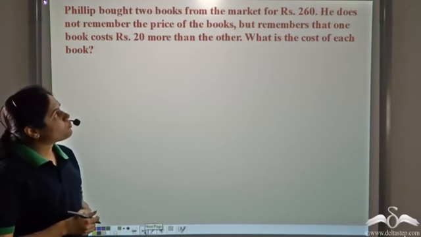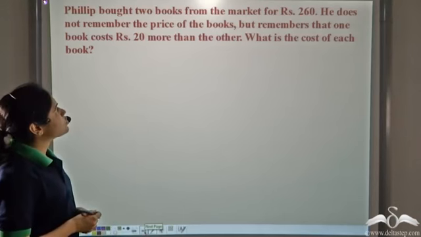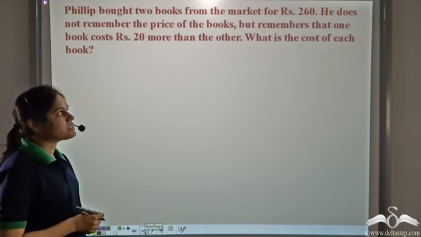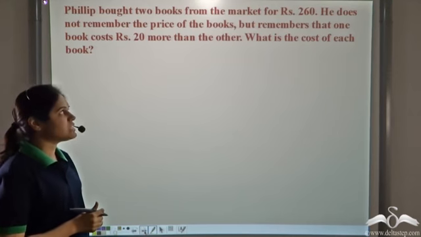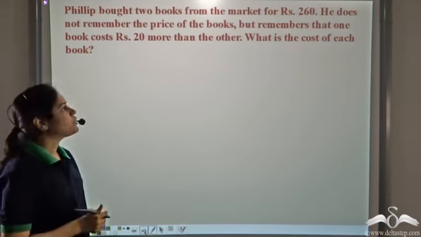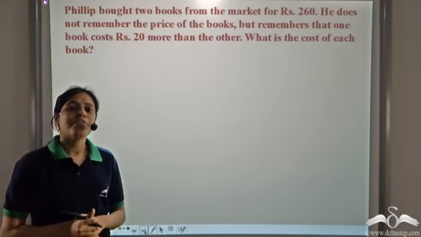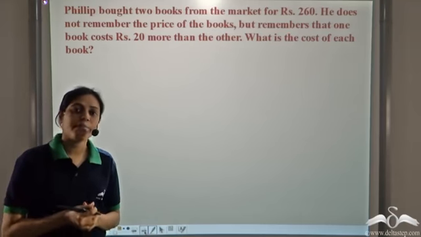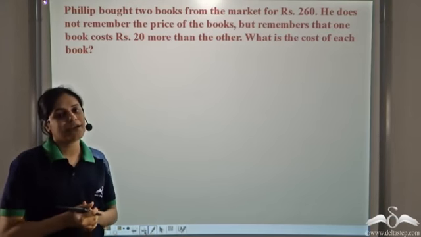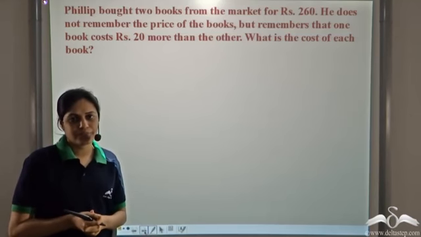Philip bought 2 books from the market for rupees 260. He does not remember the price of the books, but remembers that one book costs rupees 20 more than the other. What is the cost of each book? Well, Philip bought 2 books and he forgot the price of the books. But he remembered that one costs 20 more than the other.